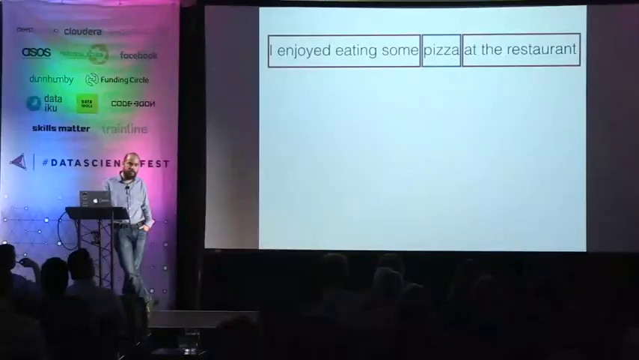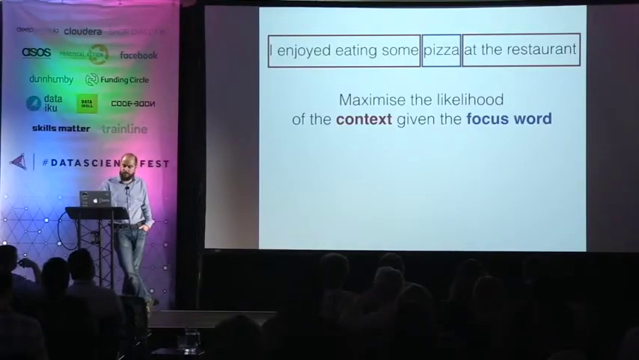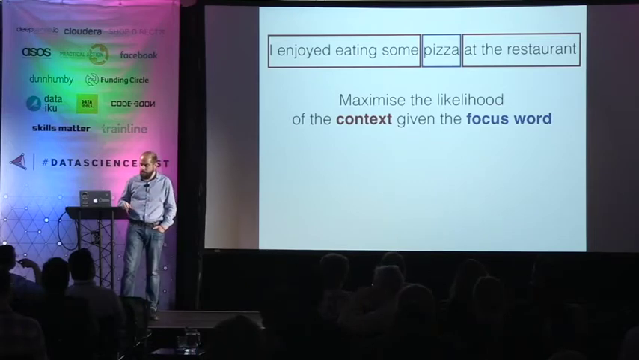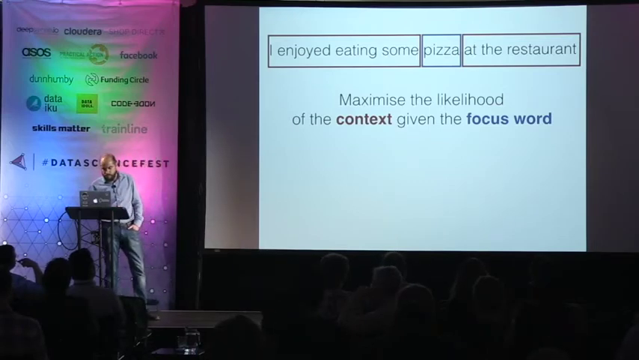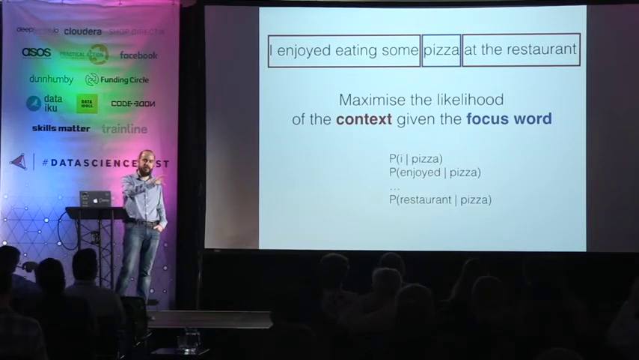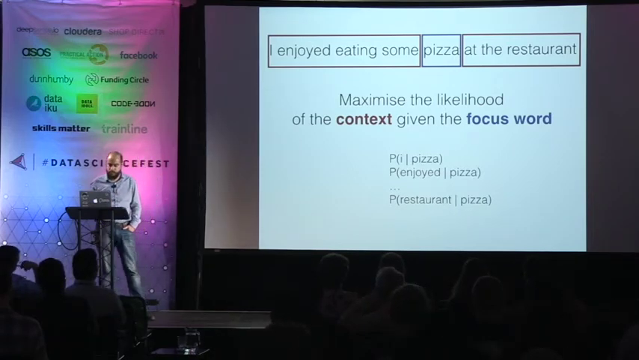So maybe what's interesting here is what's going on with the objective function. Back to our pizza example. Pizza is our focus word, and everything else is the context. In terms of objective, we want to maximize the likelihood of the context given the focus word. In other words, we are going to end up with a bunch of probabilities that look like this: the probability of observing the context word given the focus word.